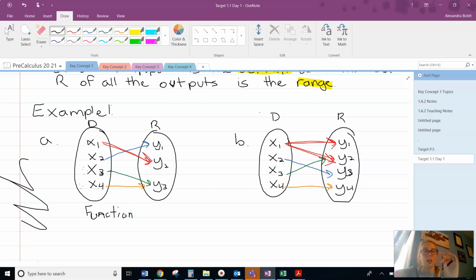This is a function because each one only goes to one place. If we look at B, right away, this x1 goes to y1 and goes to y2.